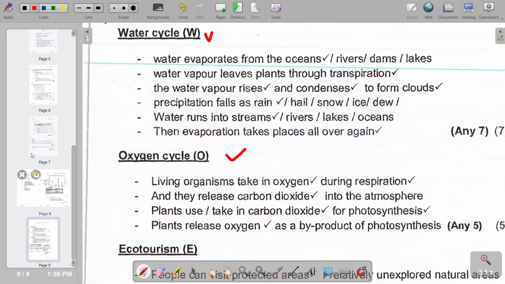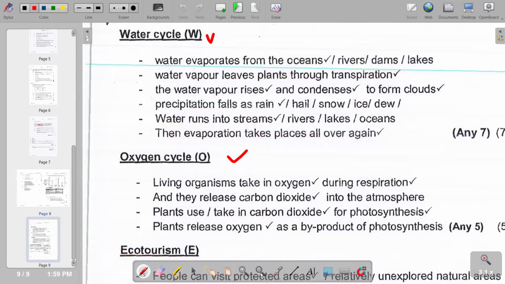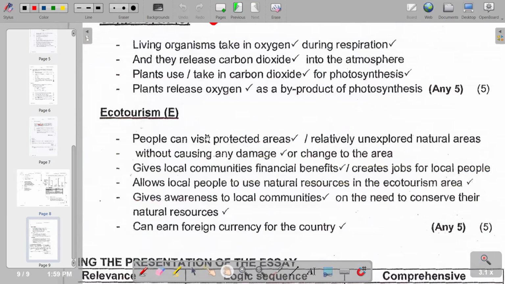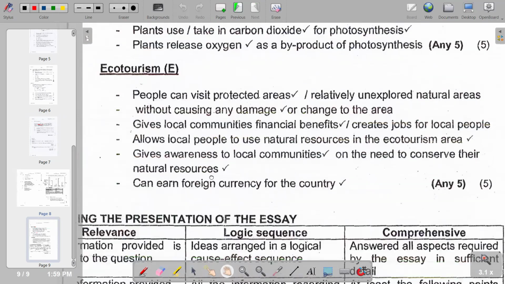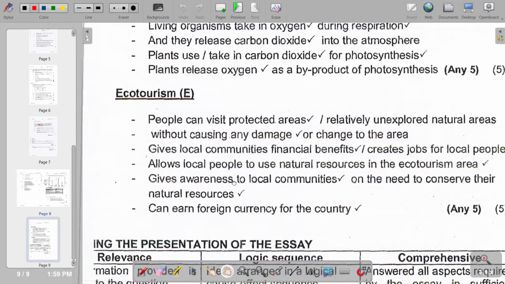Then in terms of the other part where we have to discuss the importance of ecotourism, we have the importance as listed on this part. The first one is that people can visit protected areas or relatively unexplored natural areas. The second point is without causing any damage or change to the area. Also it gives local communities financial benefits or creates jobs for local people. So those are some of the points that we have. And this marks the end of our question paper.